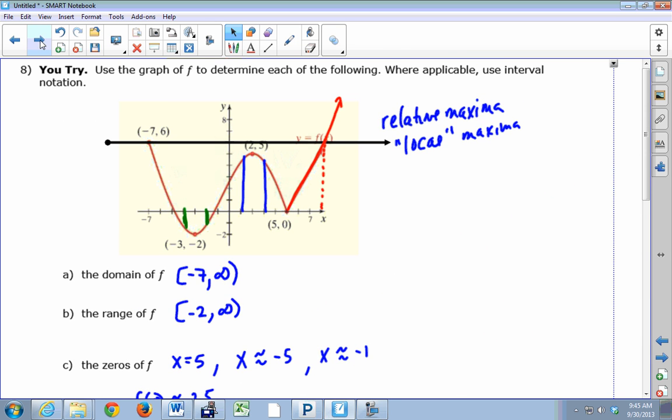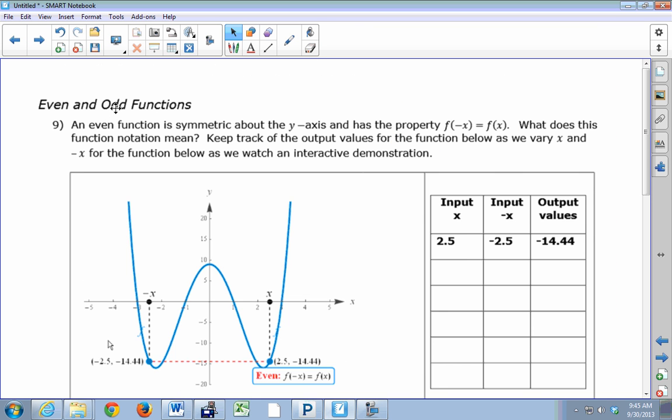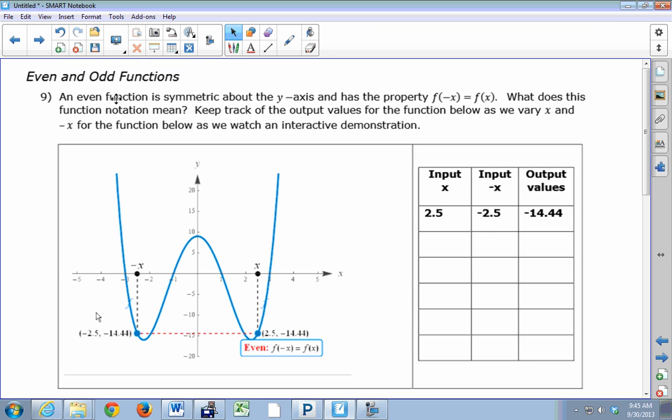Okay, even and odd. Are you even or are you odd? Well, let's take a look at this. We call this function even, and one way you can think about it is think about making a paper crease right along the y-axis. So you're going to fold that paper right along the y-axis, right?